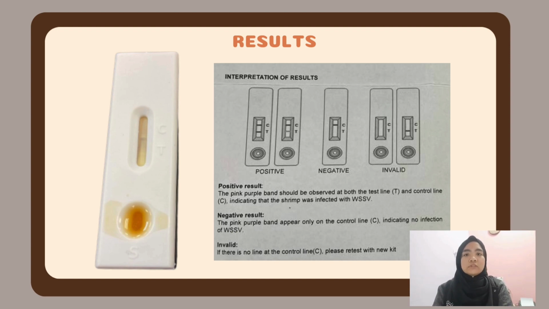Now, I will be continuing with the result of WSSV. During the test, we used the hepatopancreas of the shrimp, and the result we got was negative. Based on the manual, when the line appears on the control line C only, it means that the test was negative.